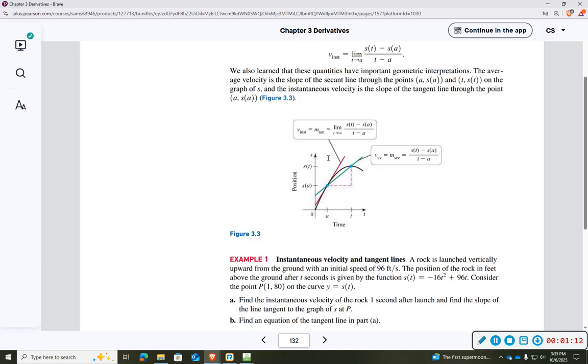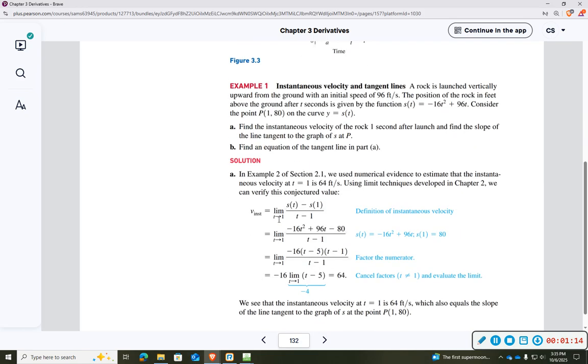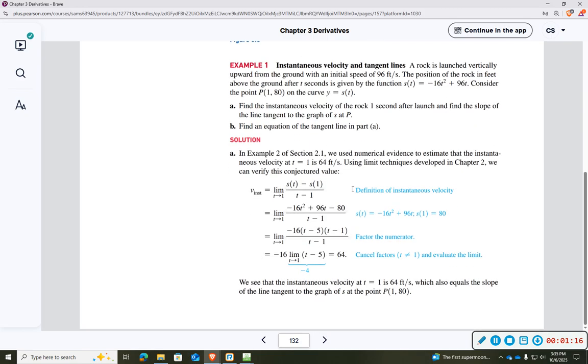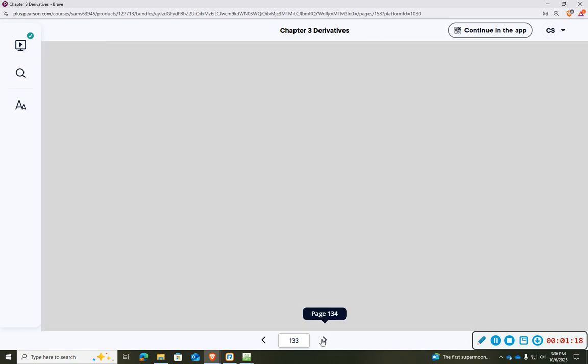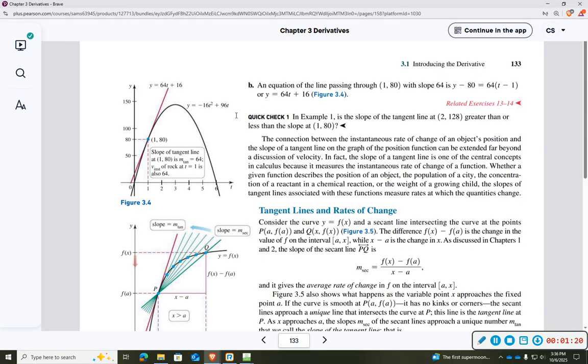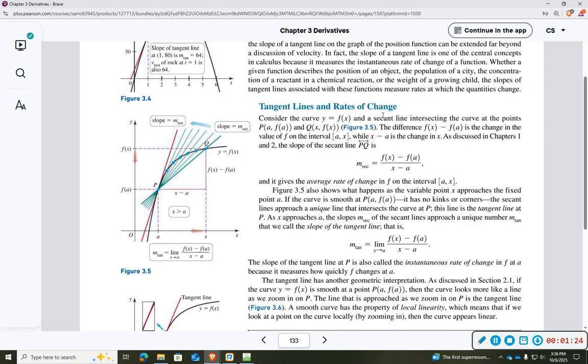which is the instantaneous velocity. And so you see some examples, and they're breaking down the definition, showing you how to do it step by step. So take some time, read through those. Again, they're talking about the tangent line. Again, the tangent line is just the slope of the secant line.